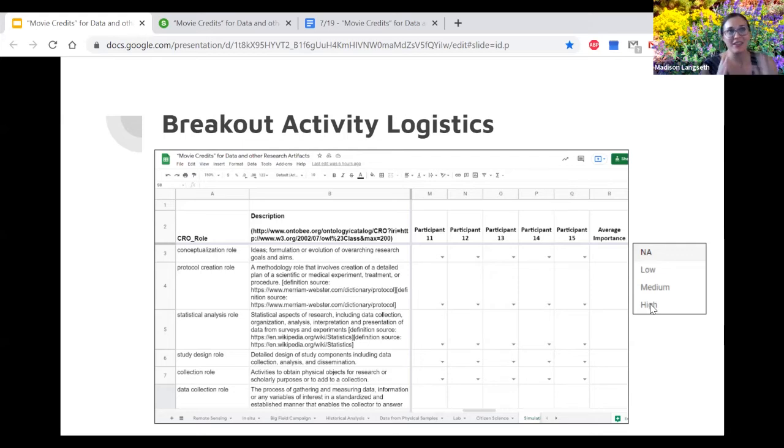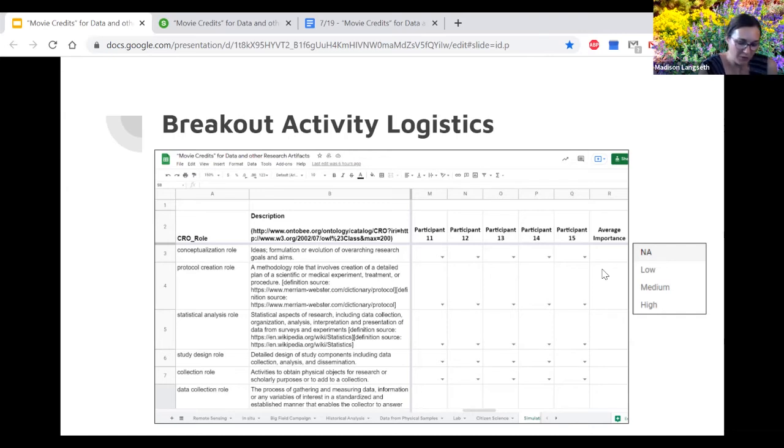For the purposes of this activity, we behind the scenes have assigned each of these a value from 0 to 3. In the last column, average importance, we're going to average how important each role is across all of the members of your breakout group. This will allow your group in the end to sort your roles to determine which roles seem to be most important for your data type. When we come back together, we'd like each group to share their top roles so that we can see if they differ across data types.